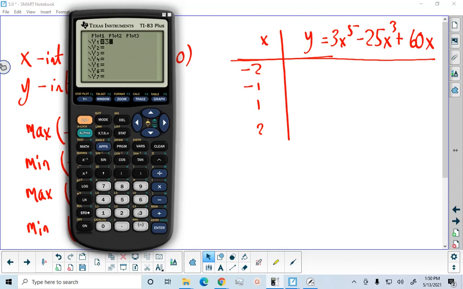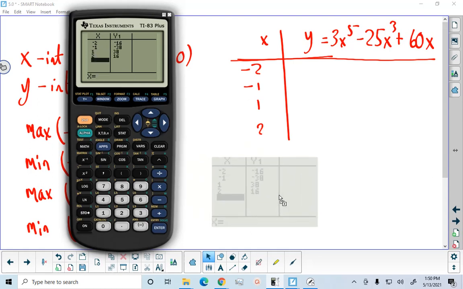It's 3x to the 5 minus 25x cubed plus 60x. Double check my entry. There's 5 x's, 25 is negative, and there's 3 x's plus 60x. I'm going to change my table setup to ask for the independent variable. Go to my table and enter in my numbers.